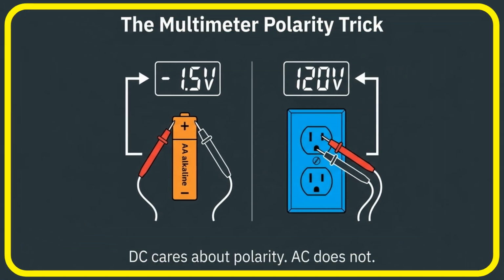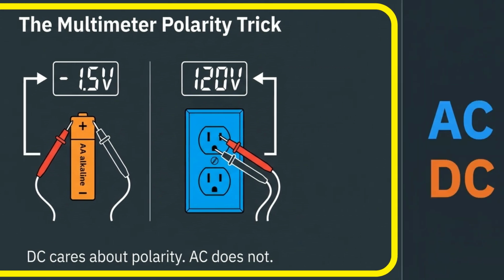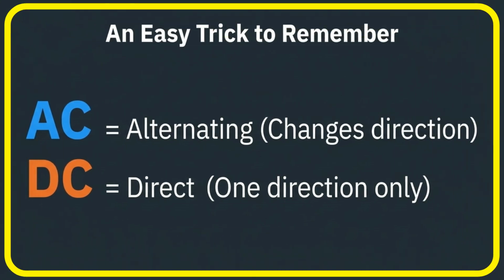A polarity trick with the multimeter is that DC, like from a battery, cares about polarity, resulting in a negative voltage reading if reversed. AC does not. An easy trick to remember is that AC stands for alternating, meaning it changes direction. DC stands for direct, meaning it flows in one direction only.